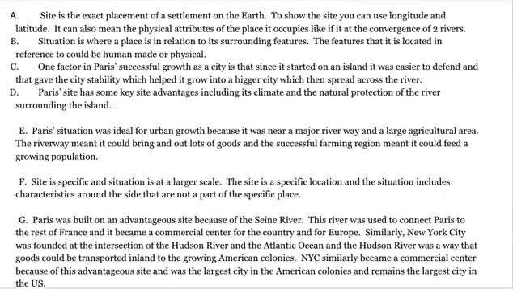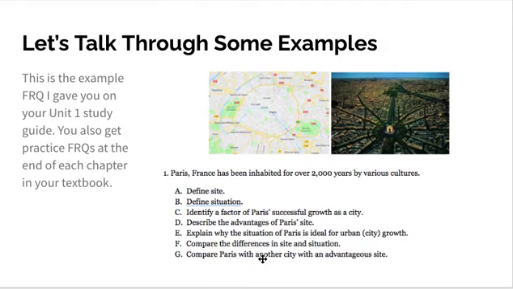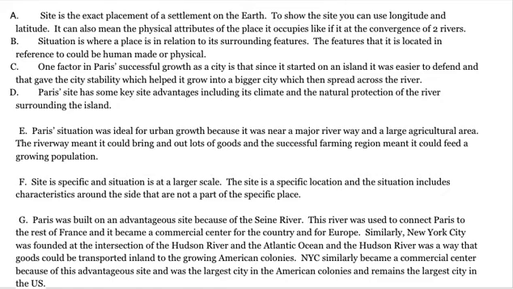Okay? Or if you look at G, it says compare Paris with another city with an advantageous site. So Paris was built on an advantageous site because of the Seine River. The river was used to connect Paris to the rest of France, and it became a commercial center for the city and for Europe. Similarly, New York City was founded at the intersection of the Hudson River and the Atlantic Ocean. And the Hudson River was a way that goods could be transported inland to the growing American colonies. NYC similarly became a commercial center because of this advantageous site and was the largest city in the American colonies and remains the largest city in the United States.